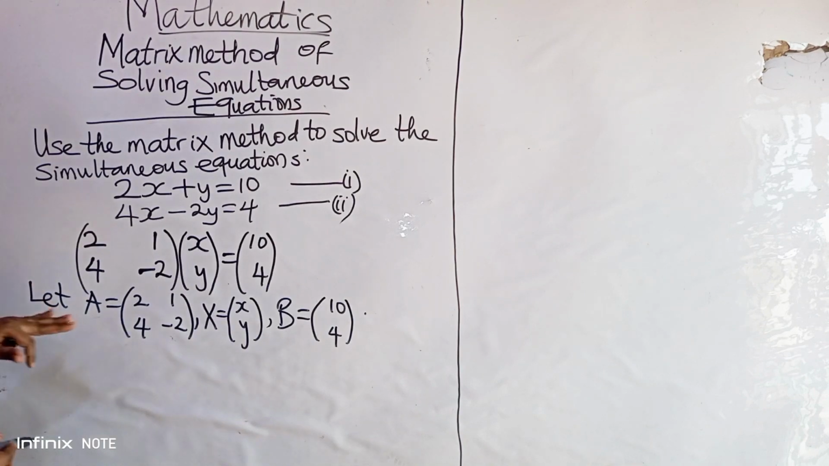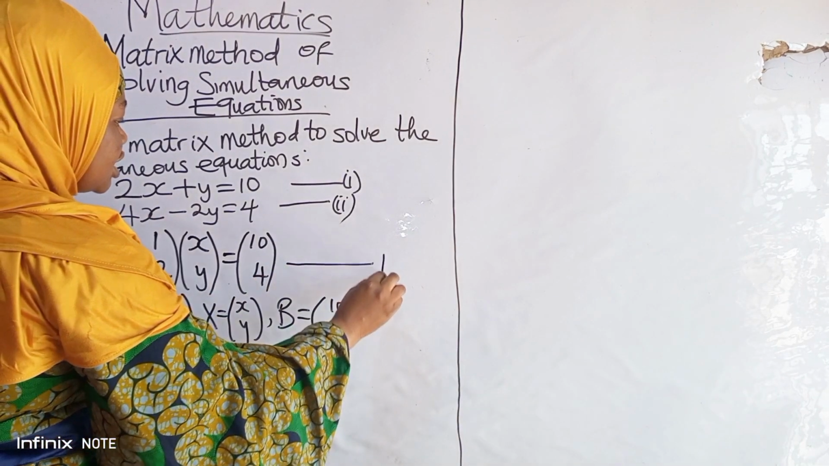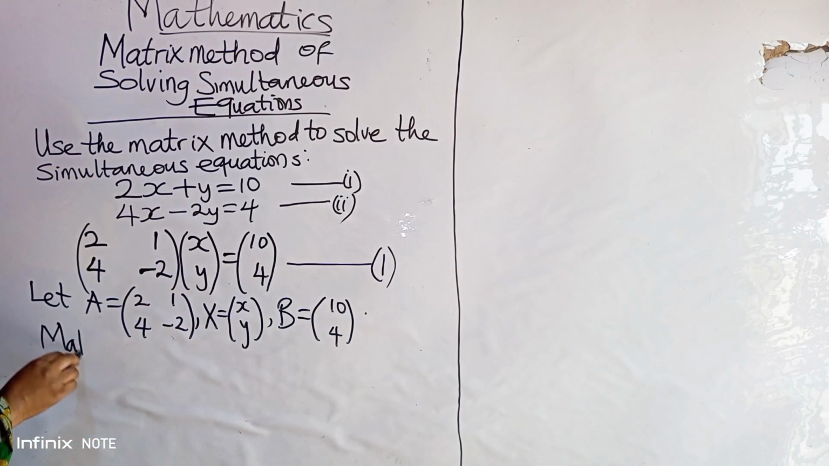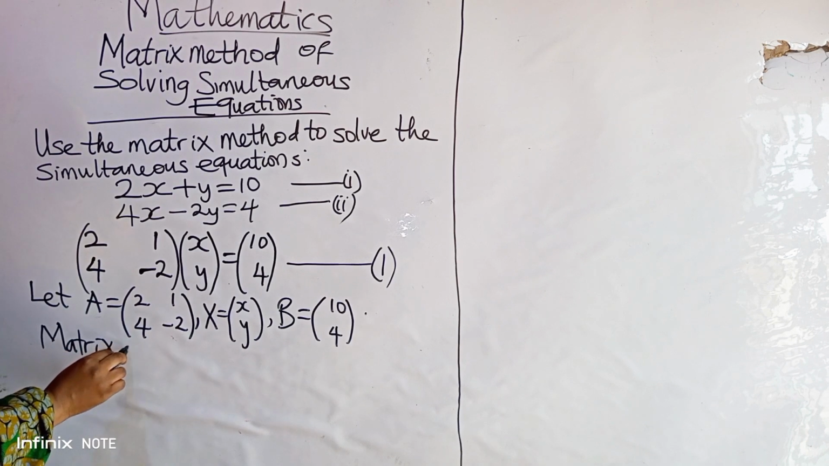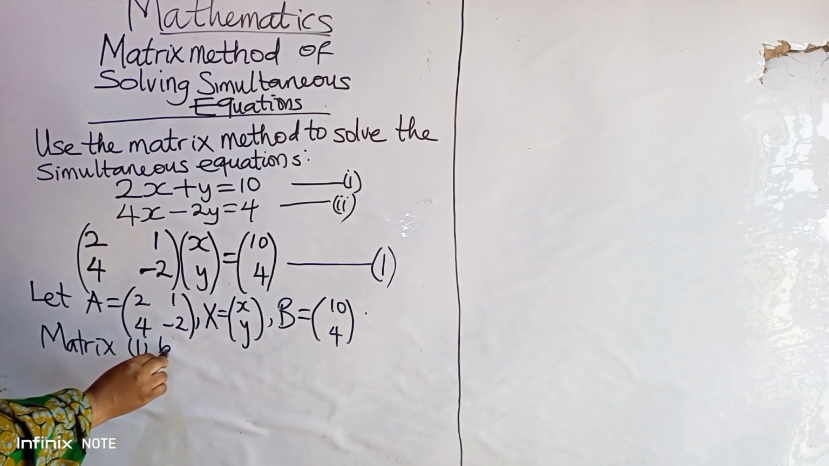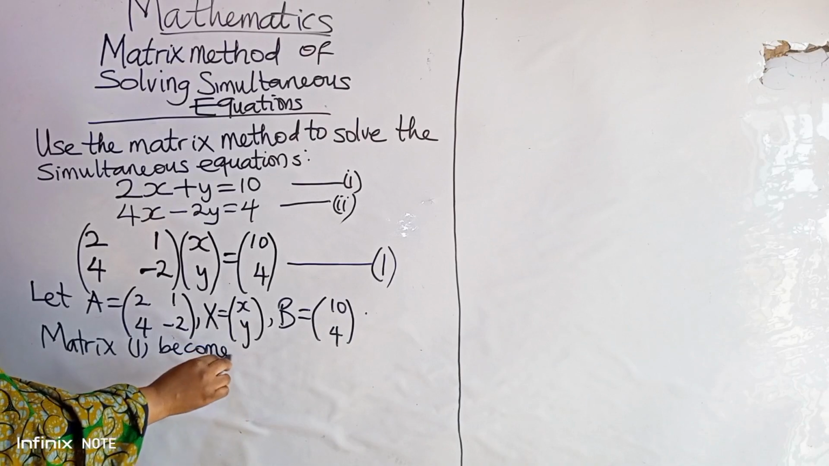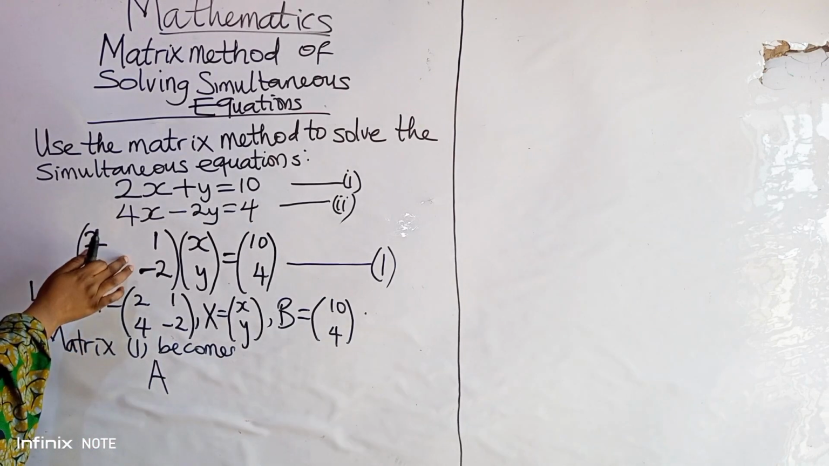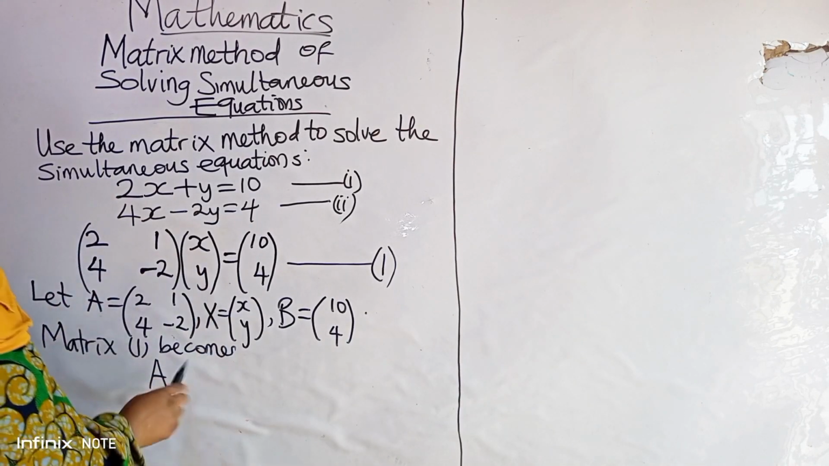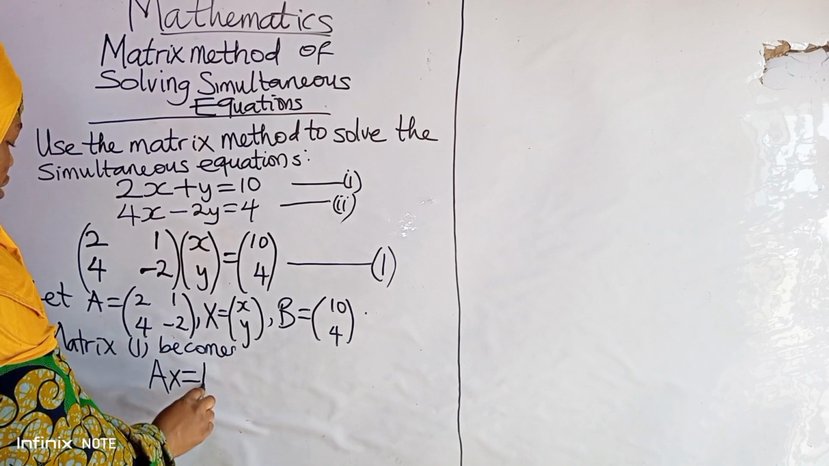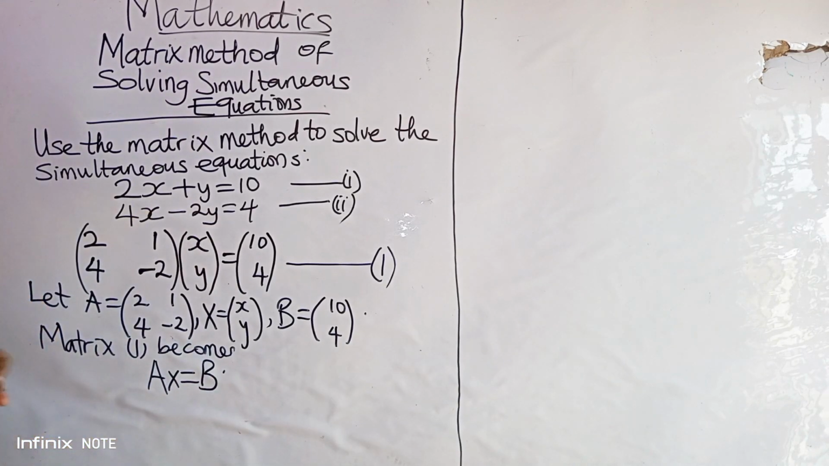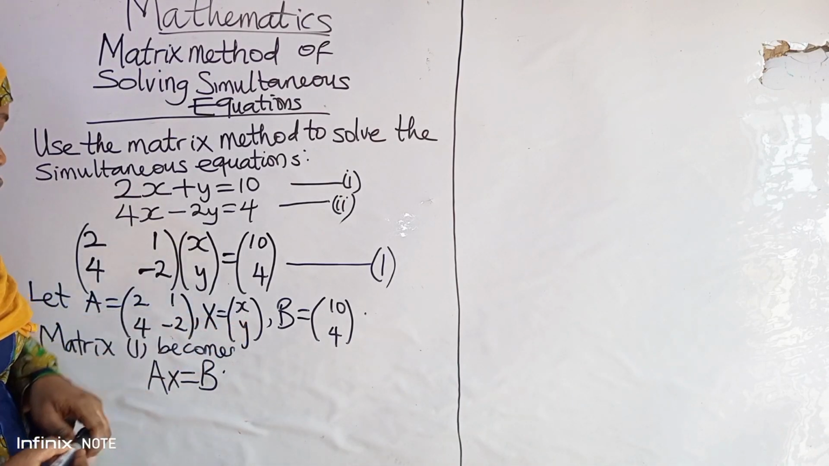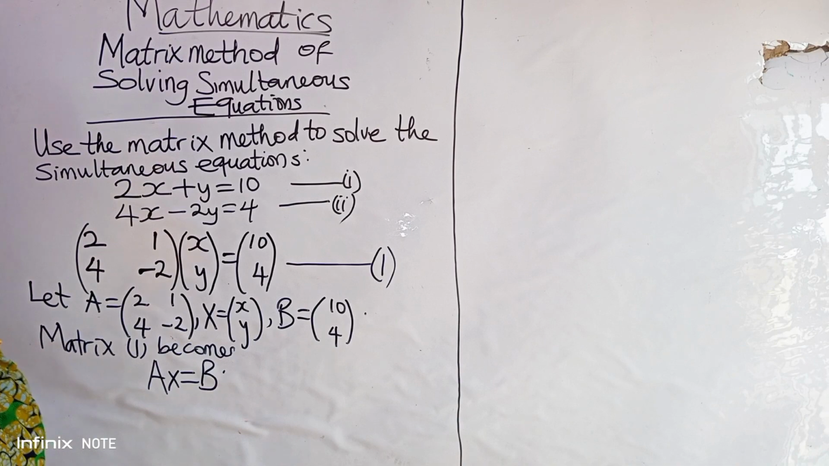So from here, we can now write this. Let's call this one equation 1. So it becomes A, since we have represented this matrix by A, and here is X, equal to B. Now, what we want to find is X. That is, we want to find the values of x and y.